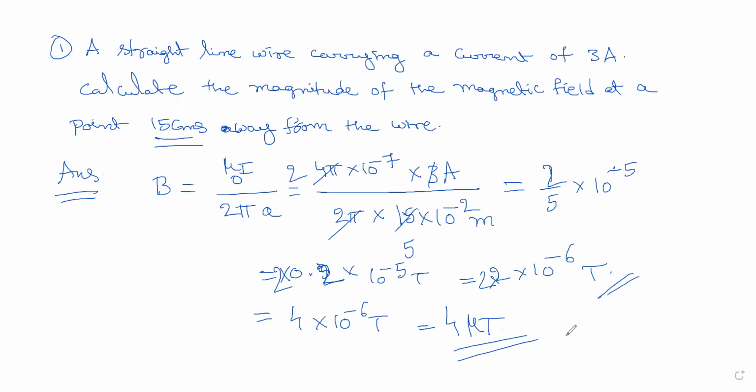I forgot the factor 2 here. This factor 2 pi cancels out with 2 here. So 2 by 5 is not 1 by 5 what I got. It is 2 by 5, so multiply with 2. You have to multiply with 2 here. So it's 4 into 10 power minus 6 Tesla. Hopefully this is clear. The next part is called solenoid and toroid. This is what we are going to see.